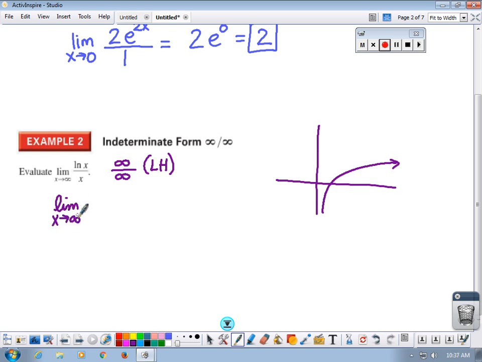Alright, so we're taking the derivative of natural log of x, which is 1 over x. Derivative of x is 1, so of course that's just limit as x approaches infinity of 1 over x. So that would be 1 over infinity, which is going to go to 0. So that was an easy way to calculate the limit.